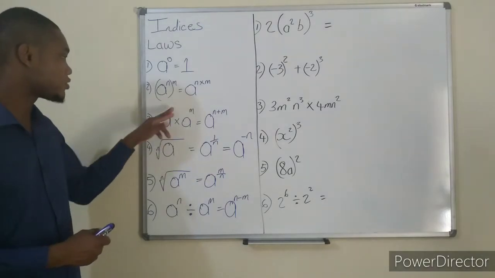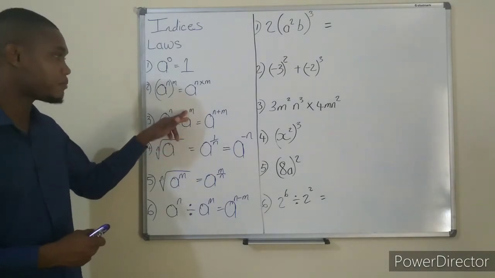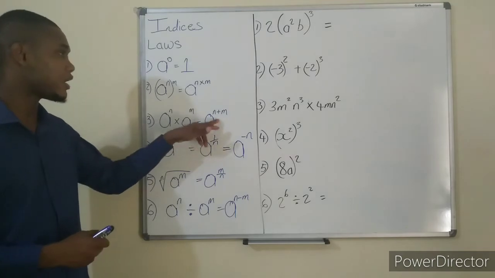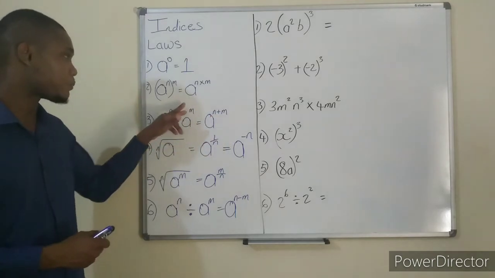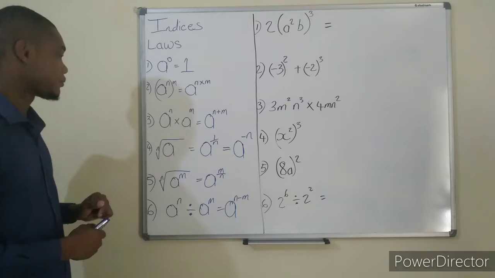Next one says a raised to n multiplied by a raised to m is the same thing as saying that a is raised to the first index plus the second index power.